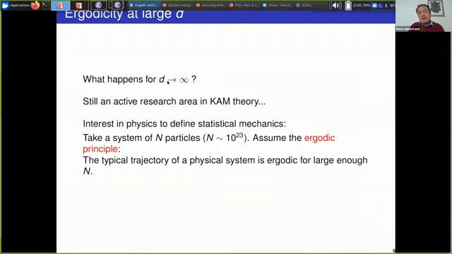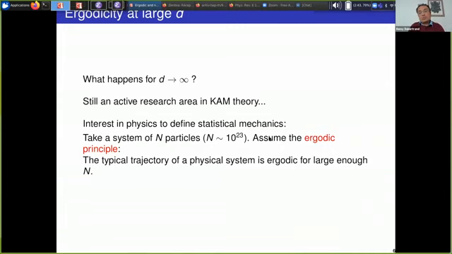The interest of having a phase space with very large dimension is clear in physics to define statistical mechanics. Basically, if you want to describe a small volume of gas like the air in the room, you are immediately dealing with an absolutely huge number of particles.